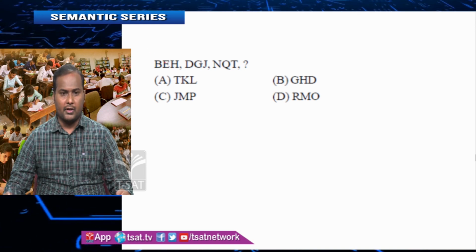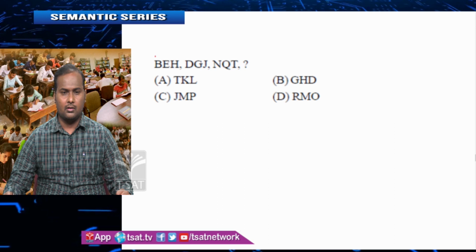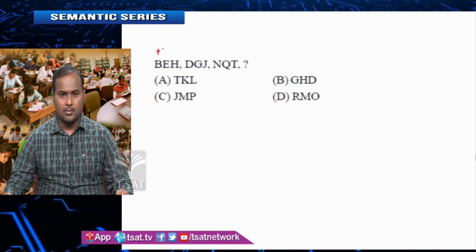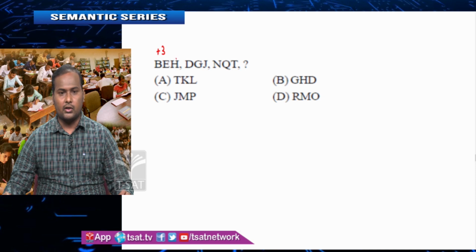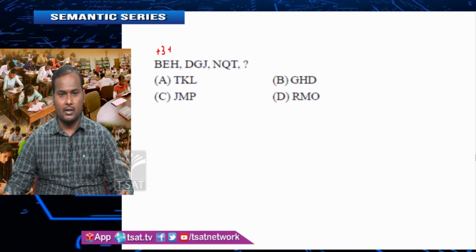That is B to E. What is the change from B to E? The change from B to E is plus 3. It is increasing by 3. In the same way, E to H is also increasing by 3.